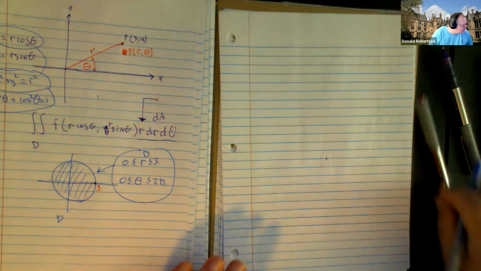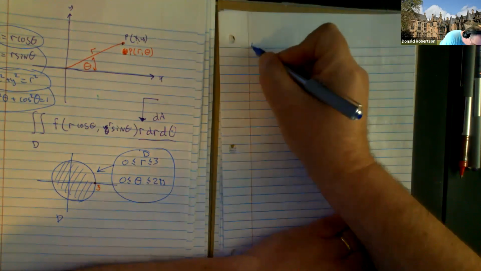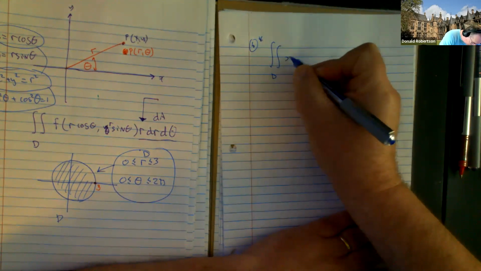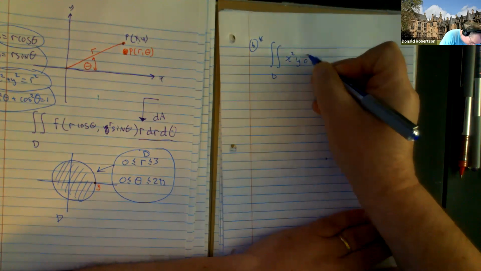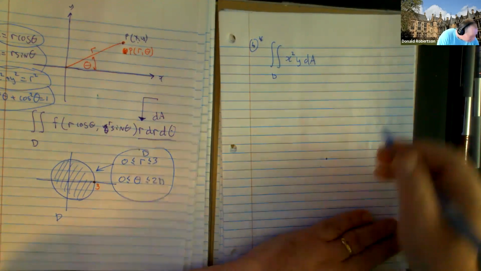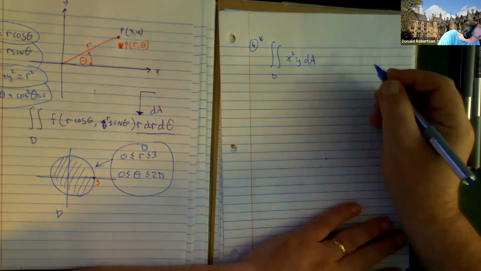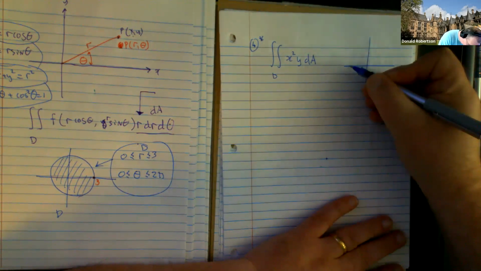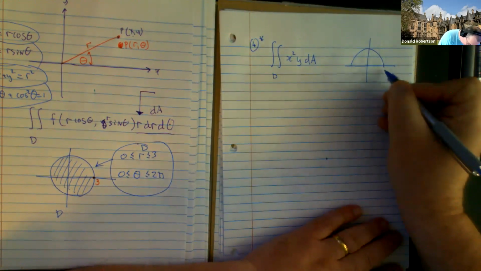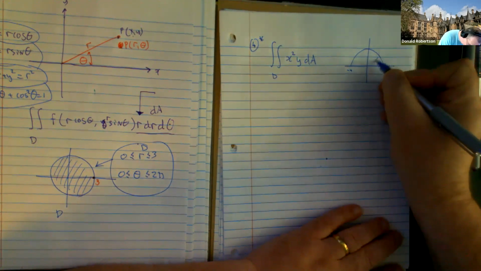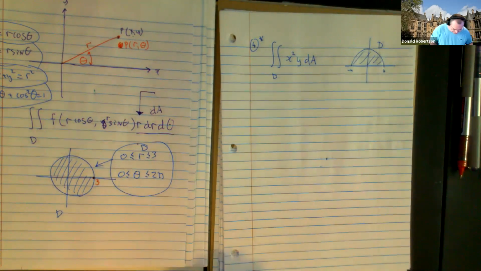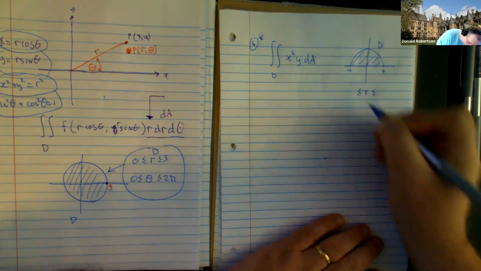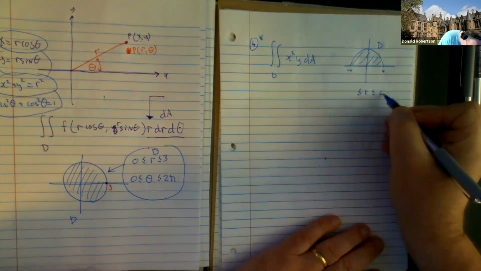So let's take a question and do it. We're being asked to find a double integral of x squared y dA, so writing in the standard form, and they describe D as the top half of a disk, center at the origin, and radius 4. So top half of a disk means top half of a circle, and the radius is 4. So here is the region D. So the R values in this question are going to go from 0 to 4.